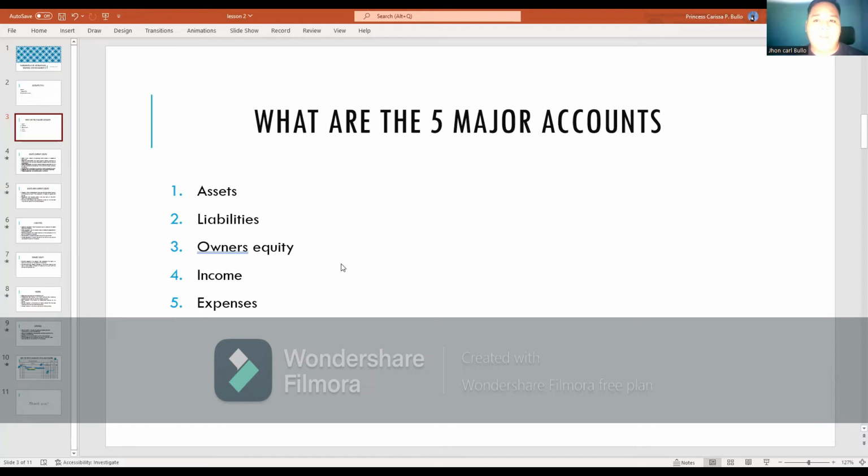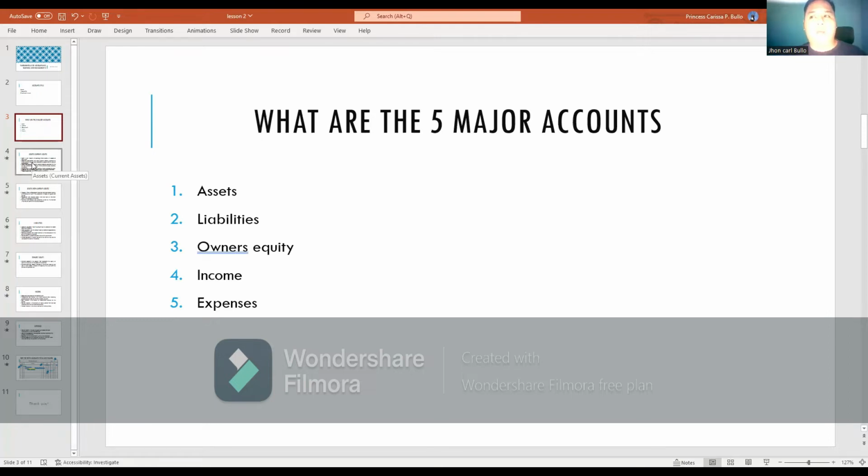So we do have the five major accounts. We have one for the assets, two for liabilities, three for owner's equity, four for income, and then five for expenses. And these major accounts have so-called account titles that we are going to use when we are trying to interpret and record different transactions.